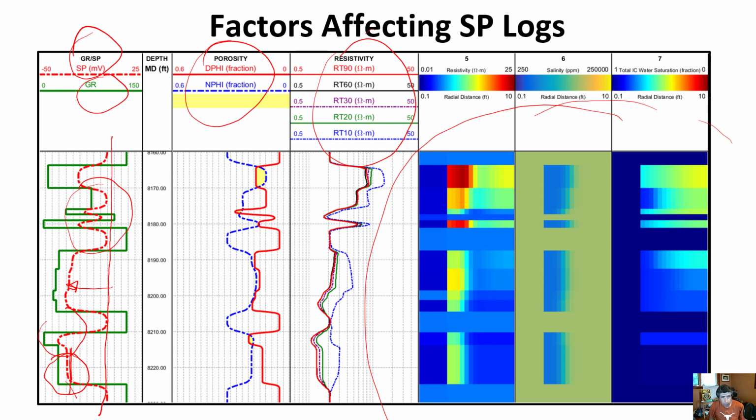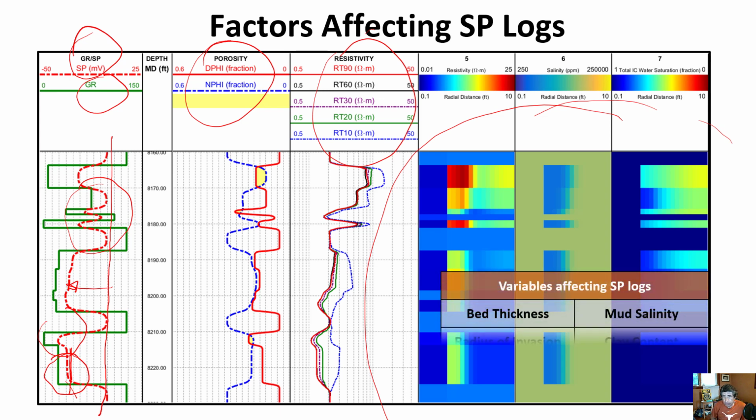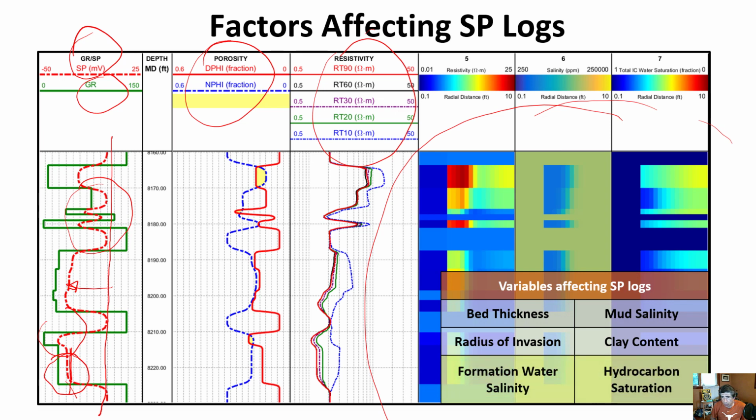So when we go across a field study, it's important to take into account all of these variables that could affect the spontaneous potential log, so that when we decide where to take the reading to calculate our Rw, we minimize all of those effects. The summary is that you want to be in a bed which is sufficiently thick. You want to be in a bed where presence of clay or shale is negligible. Presence of hydrocarbon saturation is negligible. So we maximize the presence of formation water, and we also minimize the presence of invasion as much as possible.